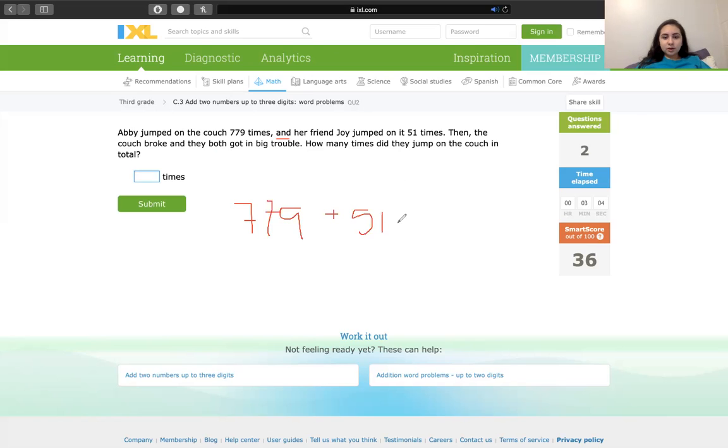Okay. Equals one amount. Now, I can't do this in my head, so let's do it here. 779 plus 51. 9 plus 1 is 10, so you have 0 and 1. 8 plus 5, so we have 8, 1, 2, 3, 4, 5. It's 13. And then 7 plus 1, 8. So 830.